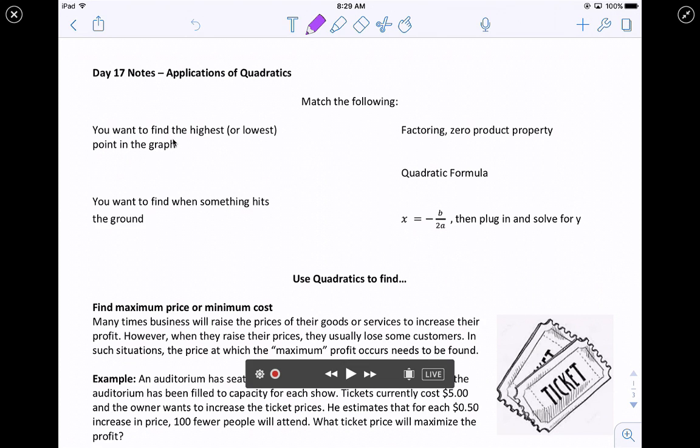So today we're going to review applications of quadratics. We've been looking at finding the vertex and the zeros, and reading through a word problem and figuring out which one to use. So that's what we'll look at today.